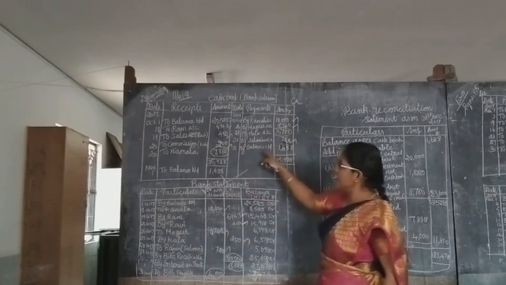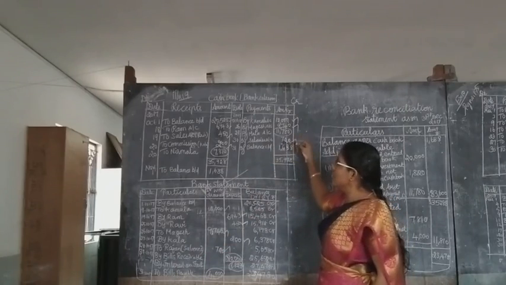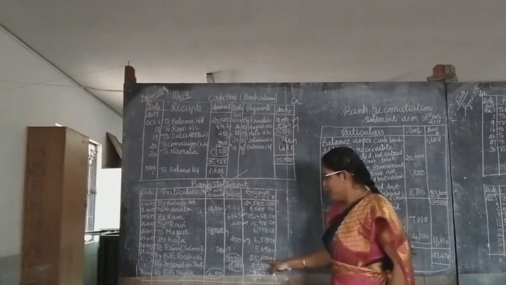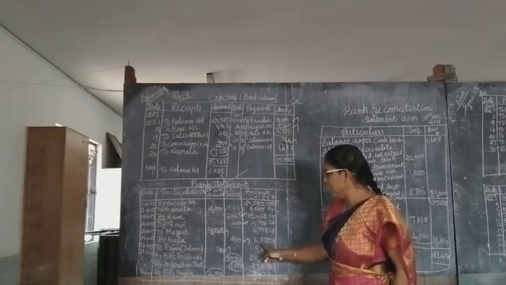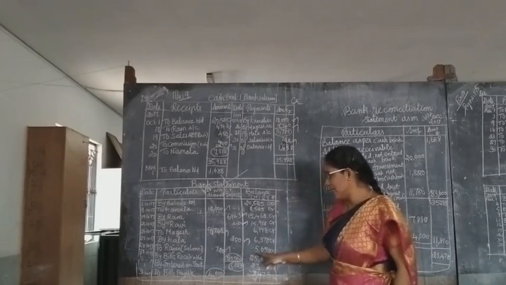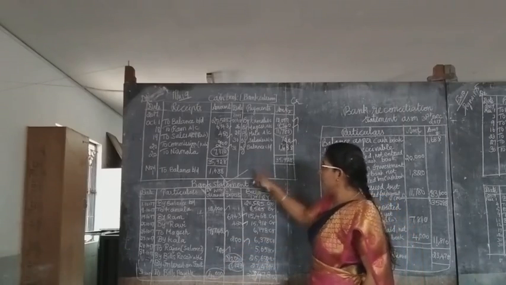Next, we have given salary to Rajan. Rajan presented the check on the 28th. So what is the balance? 6,370. 378 is the balance. 720 rupees he has presented the check. So what is the balance now? 5,658.